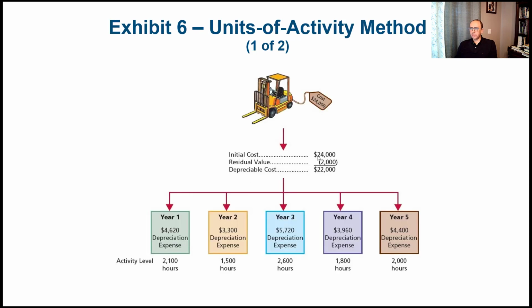So let's see here. Again, we have the initial cost, we subtract the residual value, we get the depreciable cost, which is 22,000. And then you can see that the activity level from year to year has been different, like 2,100 hours in the first year, 1,500 in the second year, and so on. So it's not a stable or consistent kind of usage. Because of this, we have to estimate how much this forklift is going to be used, and then we calculate the depreciation per unit or per hour, and then for each year we multiply the depreciation per hour by the number of hours it was used.